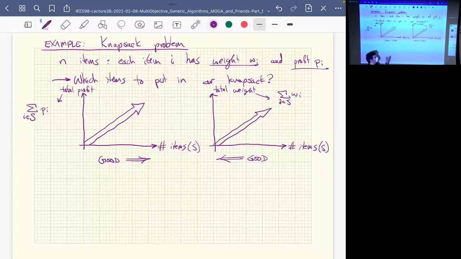So that's the fundamental problem in the knapsack problem: I could increase the number of items in the sack, and that's going to benefit me in terms of profit. But with every item I add to the sack, I have to pay a cost, because now I have to carry that thing back.